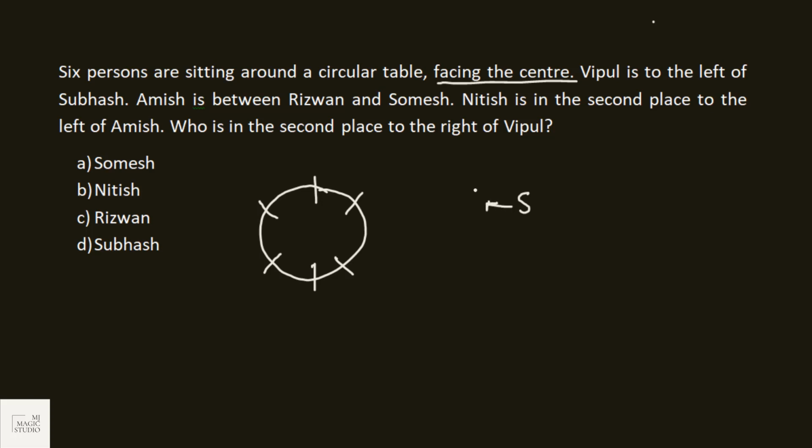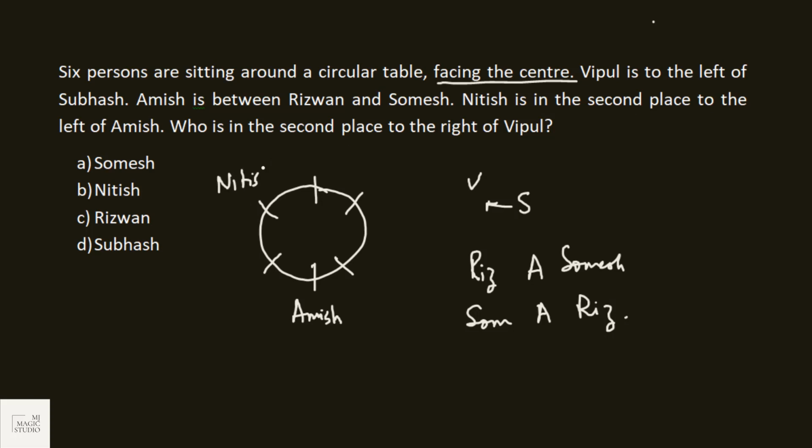Vipul is to the left of Shubhash. Amish is between Rijwan and Somesh, or Somesh, Amish, Rijwan. Nitish is second place to the left of Amish. Let us have Amish. Nitish is second to the left, first, second.